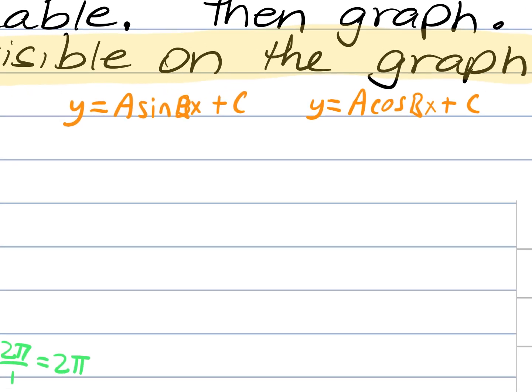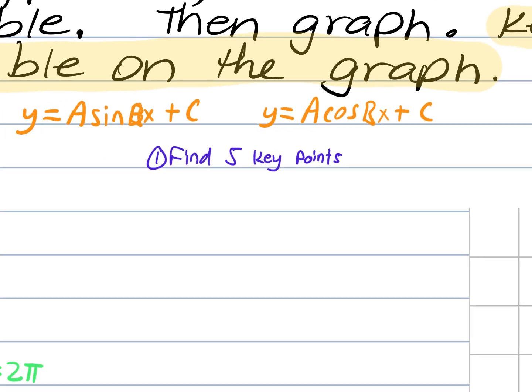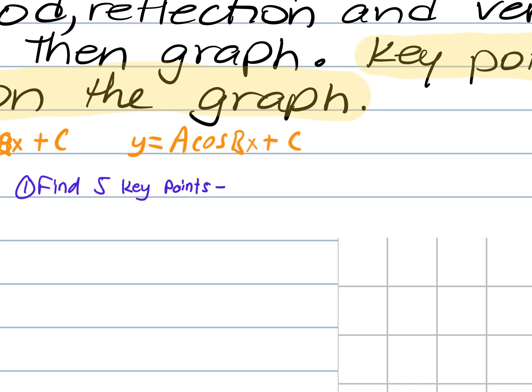So to graph these, the first thing that I would do is I would find 5 key points. Right, not just random key points, right? I'll show you exactly which points we're trying to find. All right, so I want to find 5 key points and then label it on the axes. All right, 5 key points, label the axes. Or just the axis, right? Just the x-axis. I'll make that a little bit more clear. Label the x-axis.